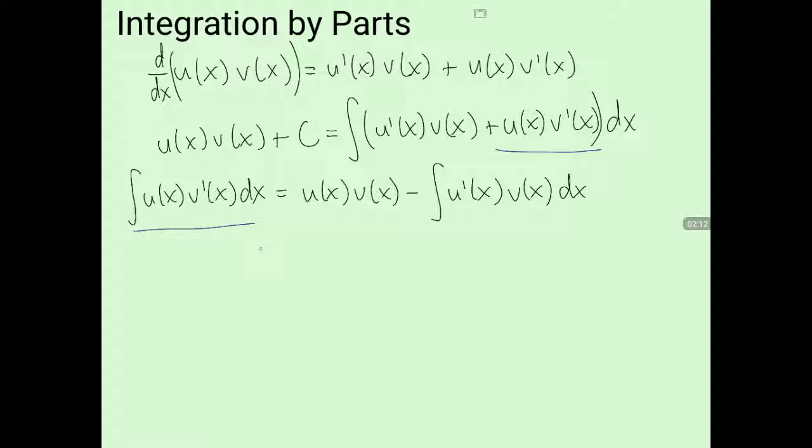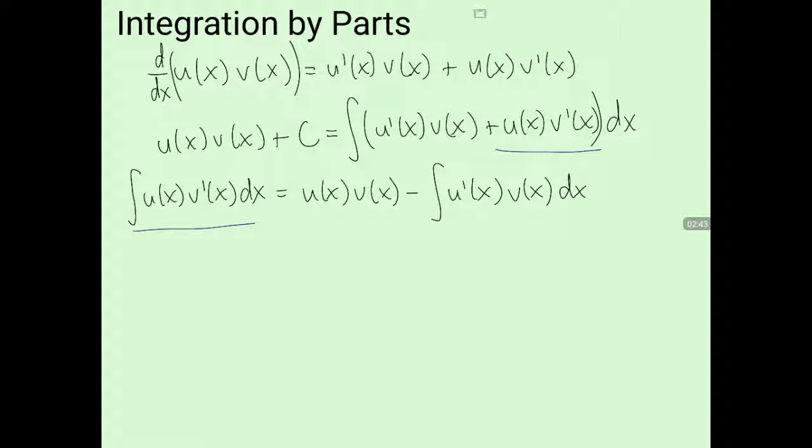So, right now we have the formula for integration by parts. If we have a function u of x times v prime of x, we can express it in terms of u of x times v of x minus the integral of u prime of x v of x. So how would this be useful? Well, this would be useful if this second integral over here is easier to compute than this first integral.